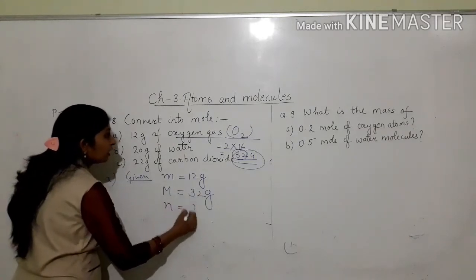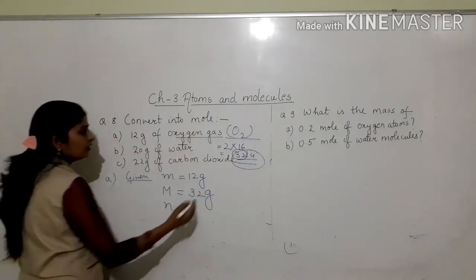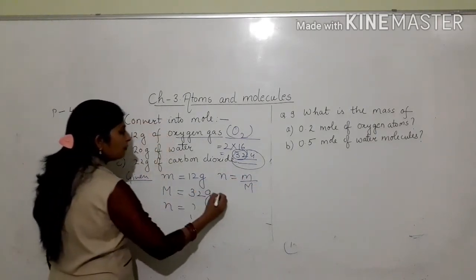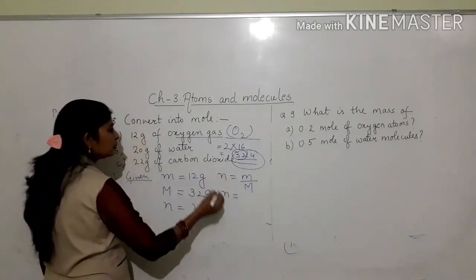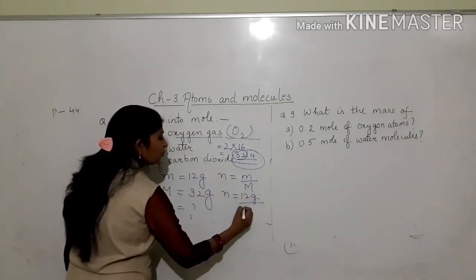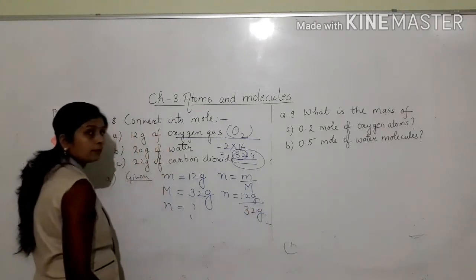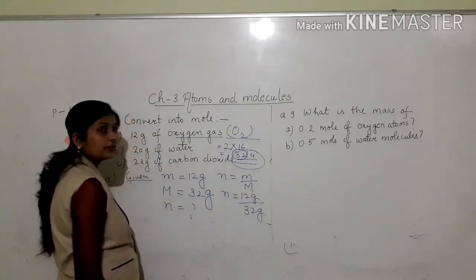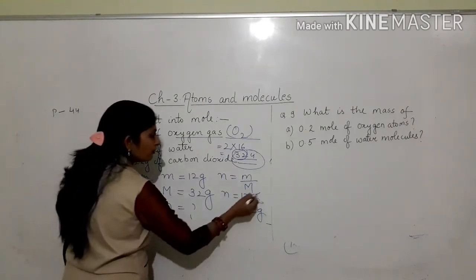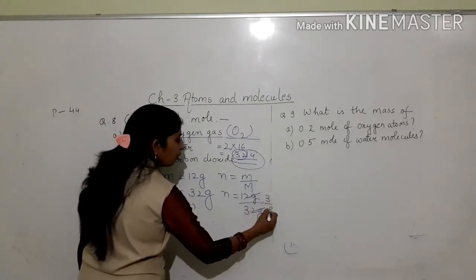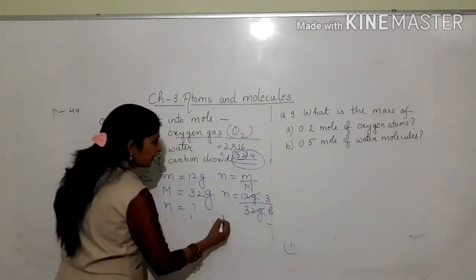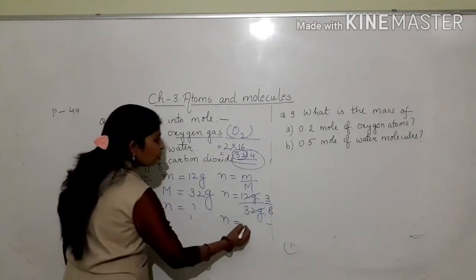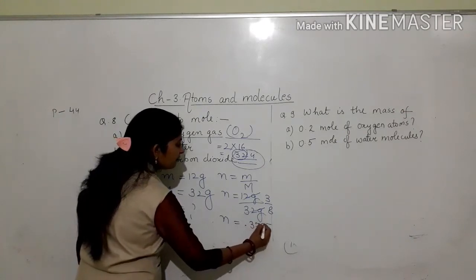Now we have to calculate number of moles. We know that number of moles is equal to given mass upon molar mass. Number of moles we have to calculate is equal to given mass 12 gram upon molar mass 32 gram. Just divide 12 and 32 by 4. We will get 3 upon 8. Divide 3 by 8. Then n is equal to 0.375.